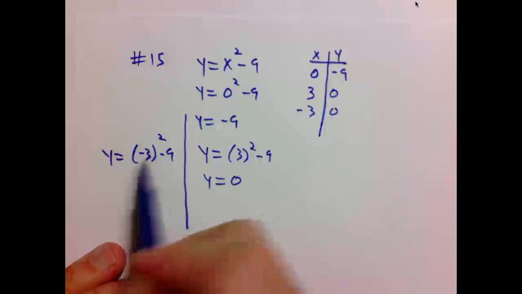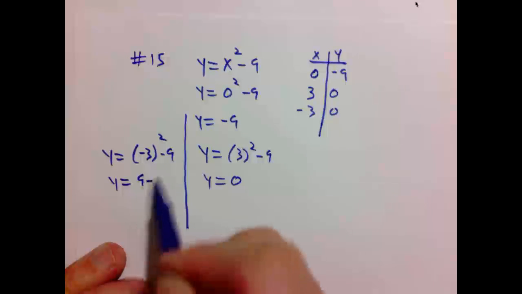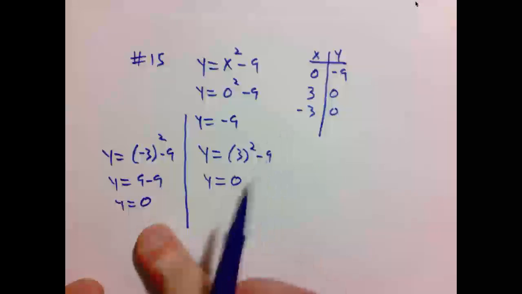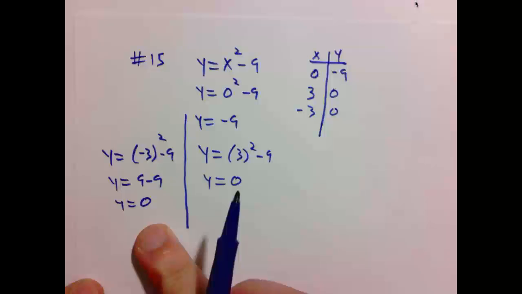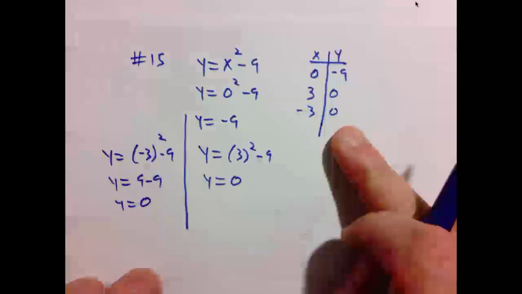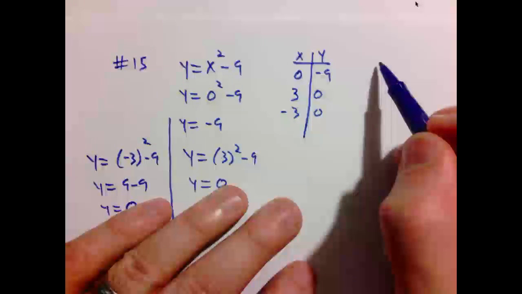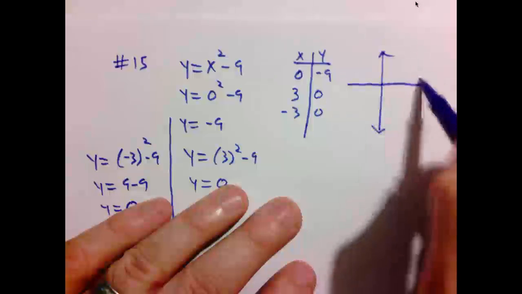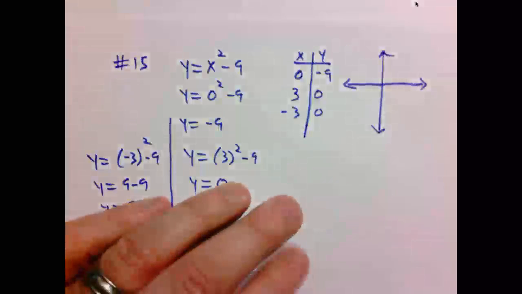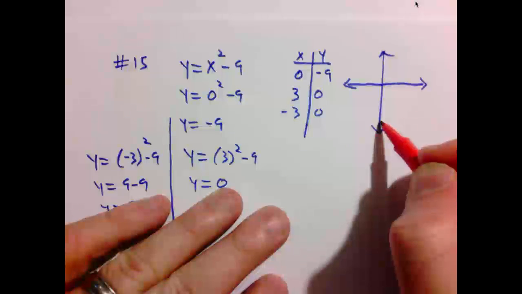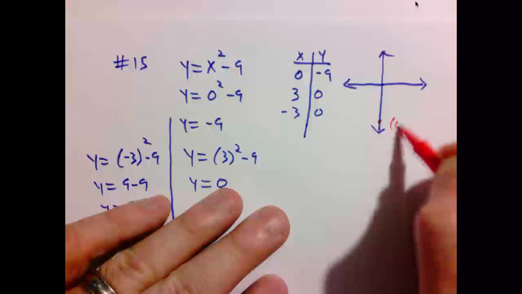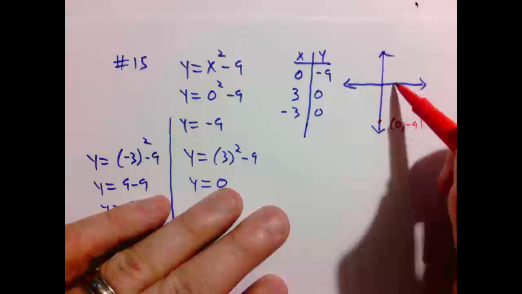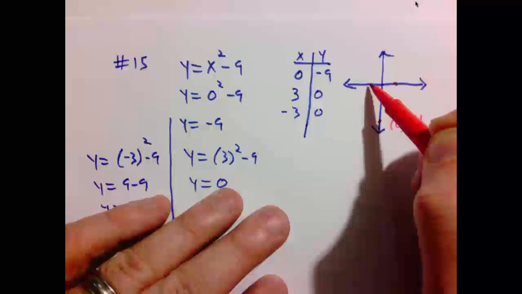-3 quantity squared is 9. 9 minus 9 is 0. When x is -3, y is 0. So these are my intercepts, and I could use these values to then sketch my parabola. I have the value 0 pairs with -9, perhaps that's here. 0, -9. 3 pairs with 0, and -3 with 0.